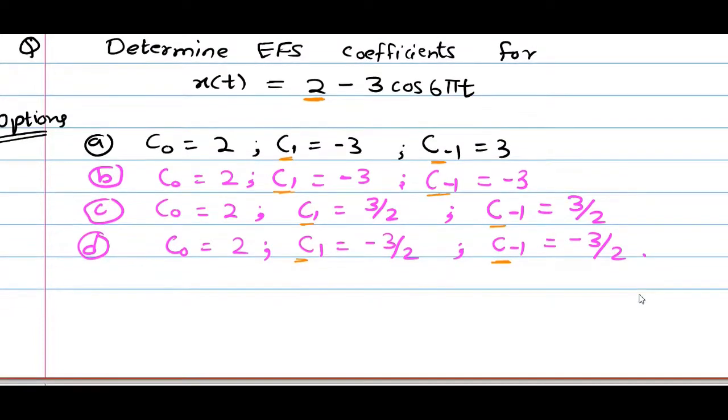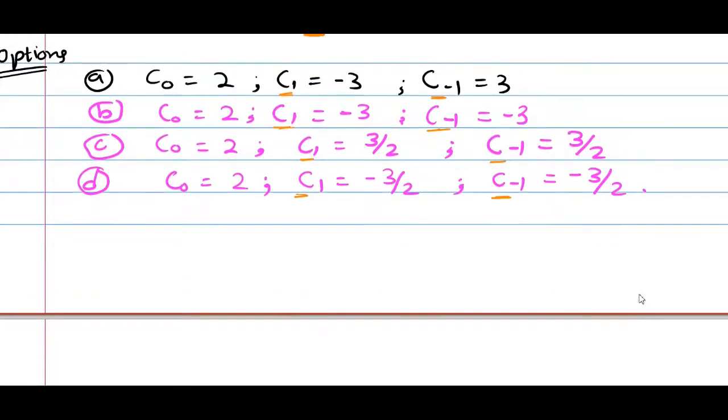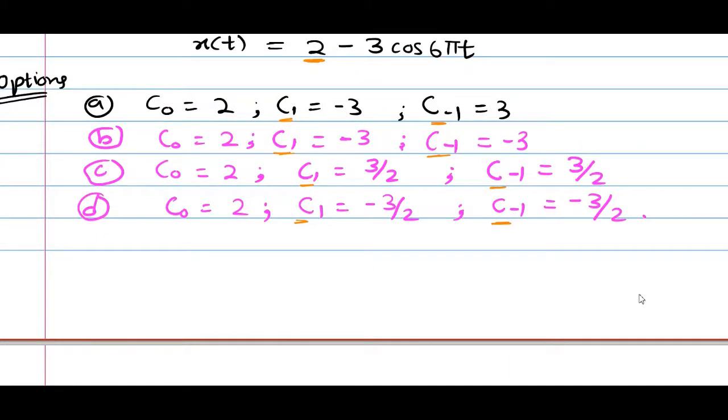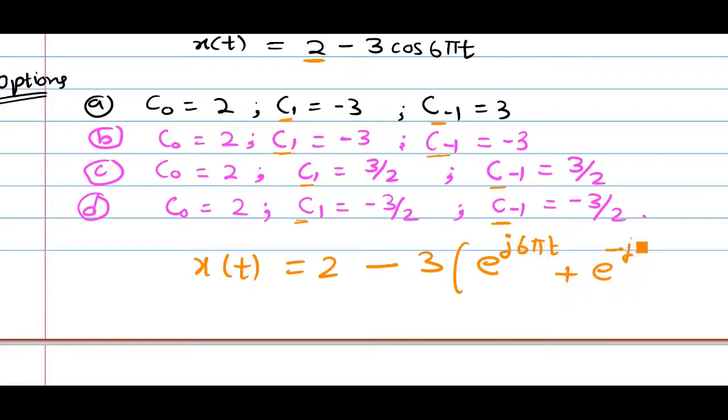X of t is given as 2 minus 3 cos 6 pi t. Using the basics, cos theta is e raised to j theta plus e raised to minus j theta upon 2, so x of t becomes 2 minus 3 times e raised to power j 6 pi t plus e raised to power minus j 6 pi t, upon 2.